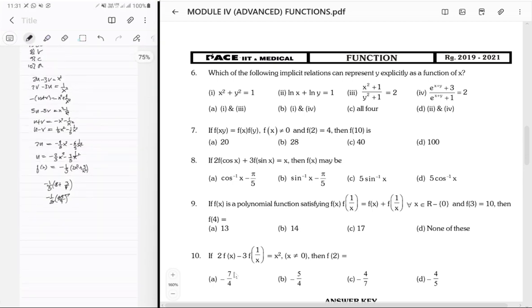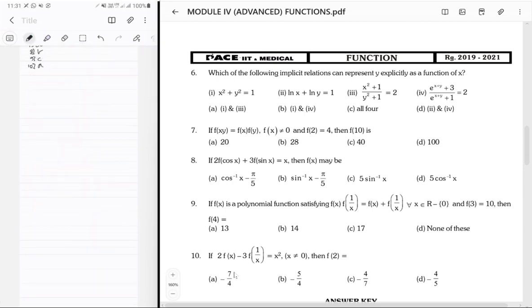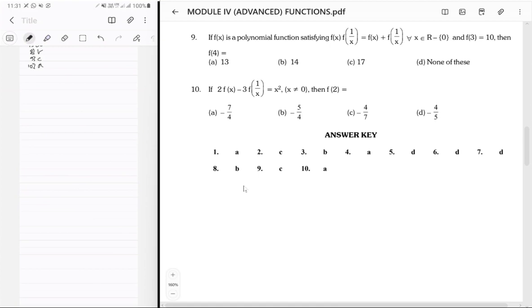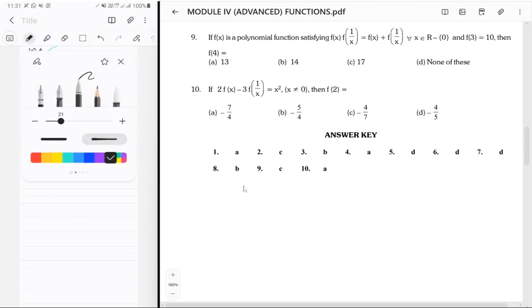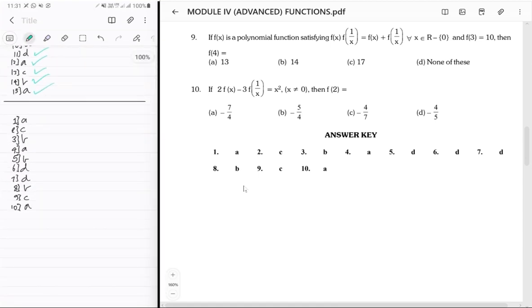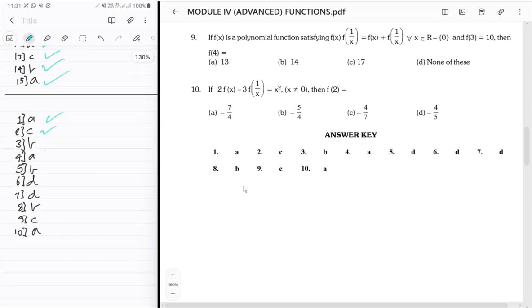That's done. Next, answer key. Okay. First is A, then C, then B, A, and 5th is D. 6th D, 7th D, 8th B, then C, and then A.